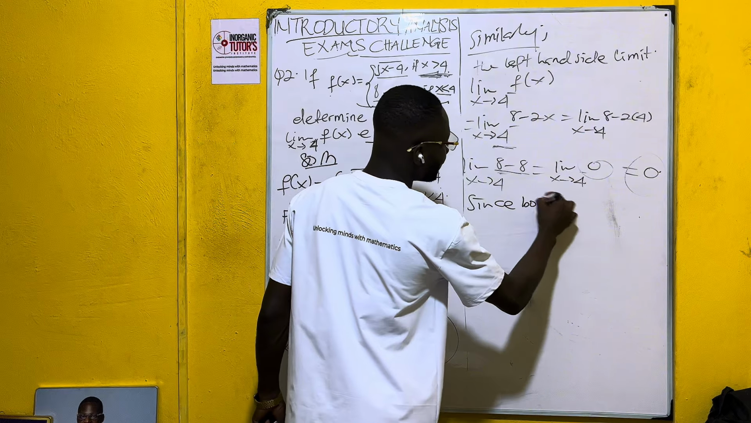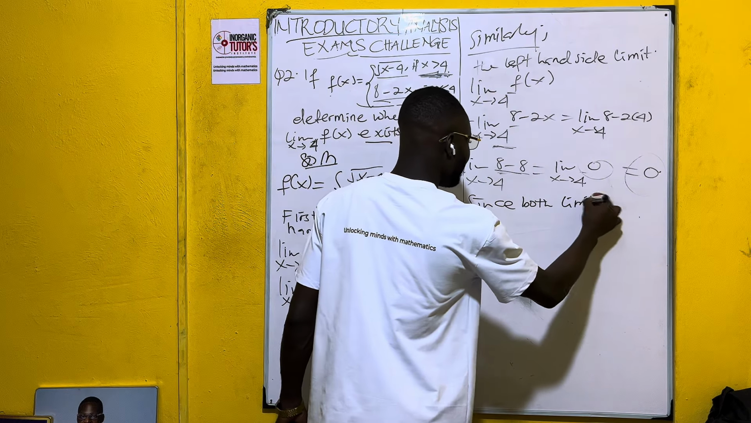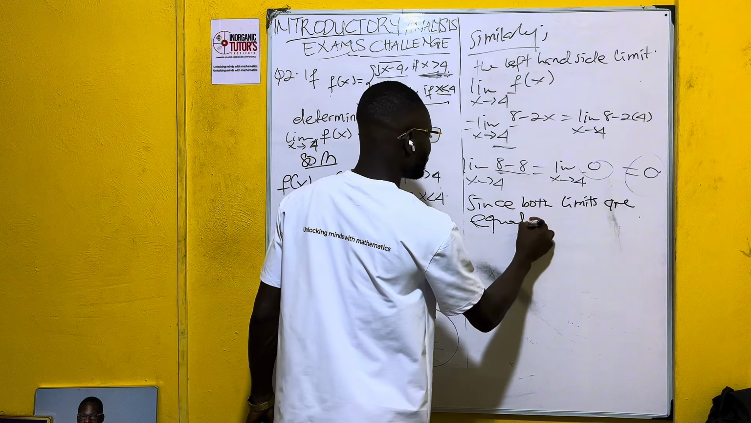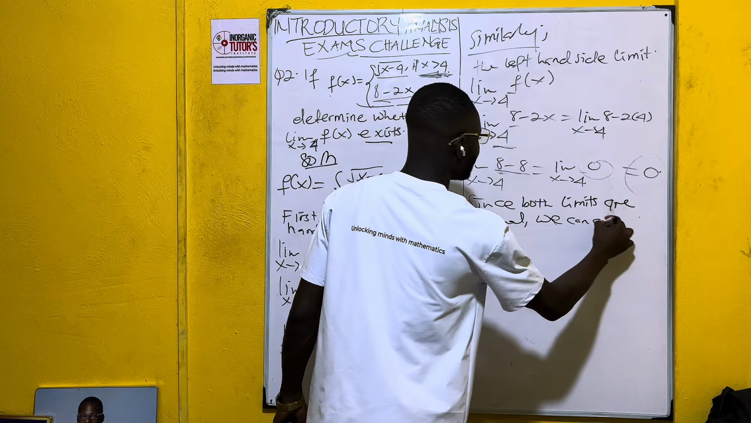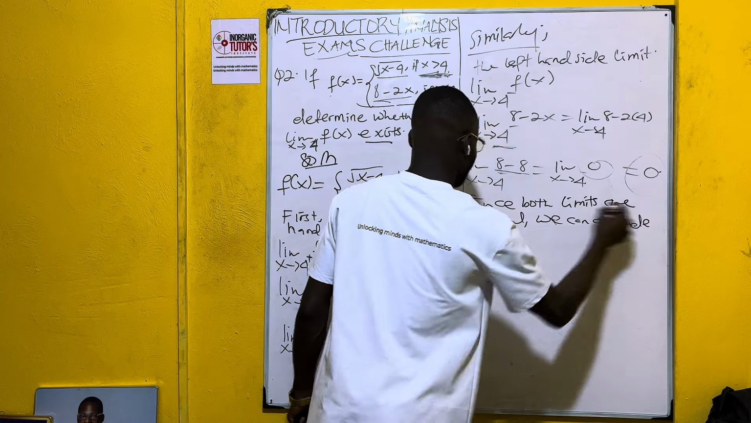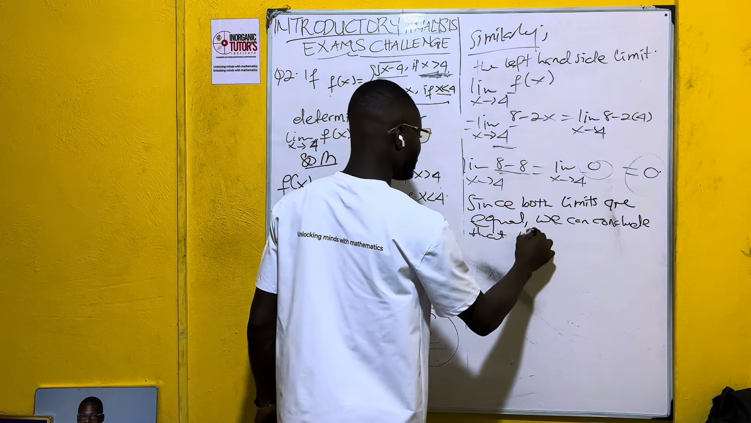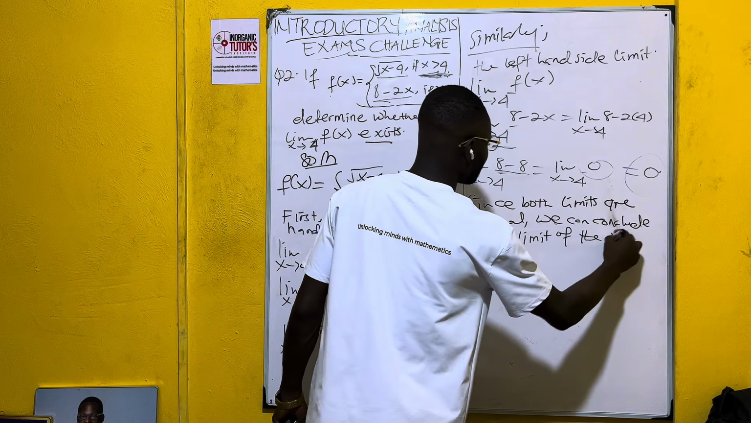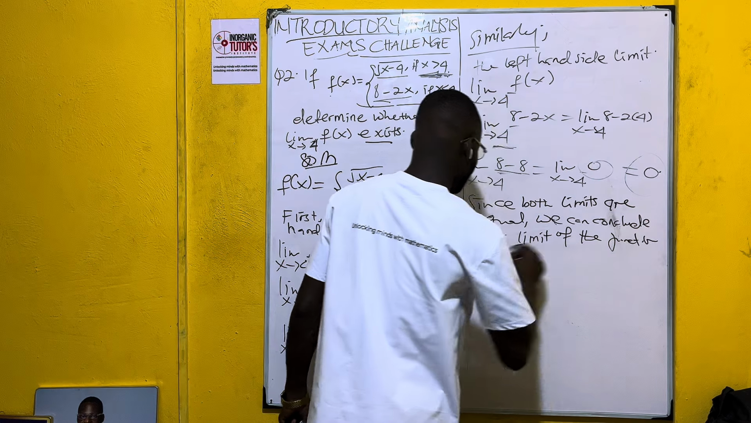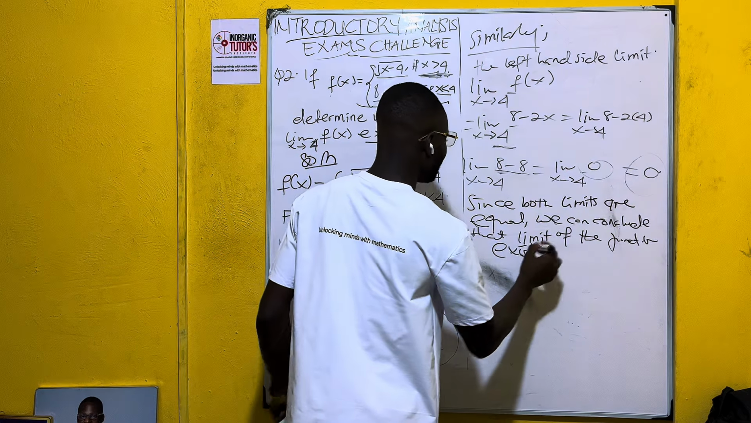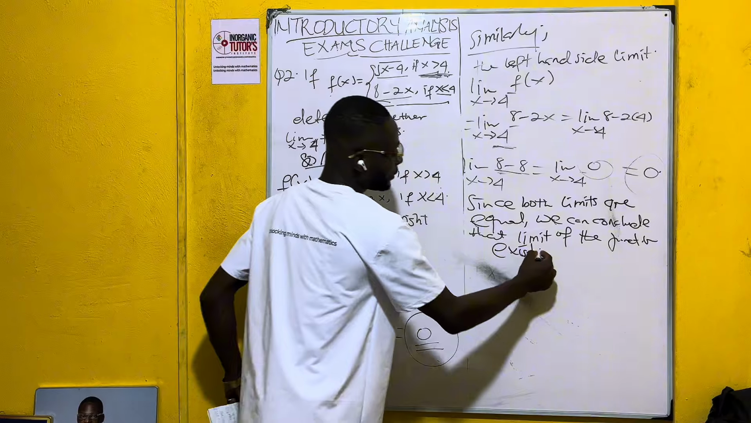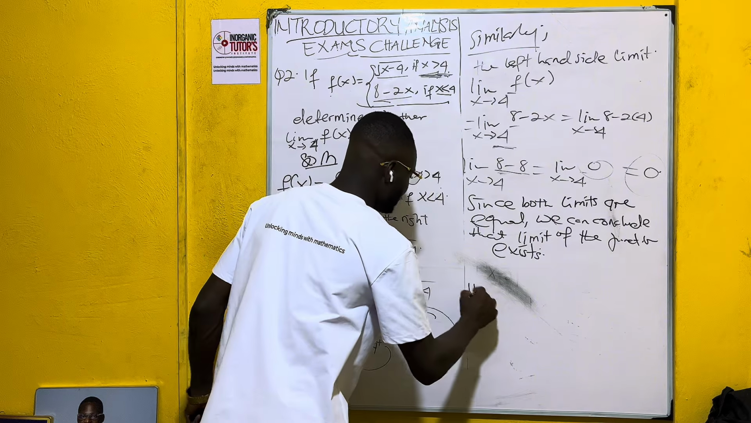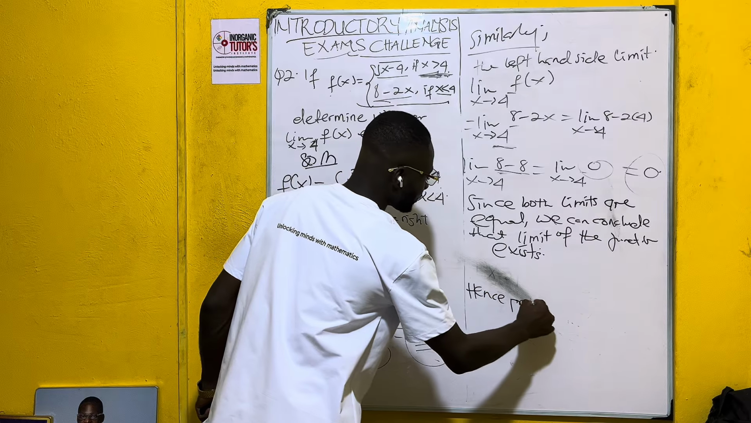Since both limits are equal, we can conclude that the limit of the function exists. The limit of the function exists, right? The limit of the function exists. Hence proven.